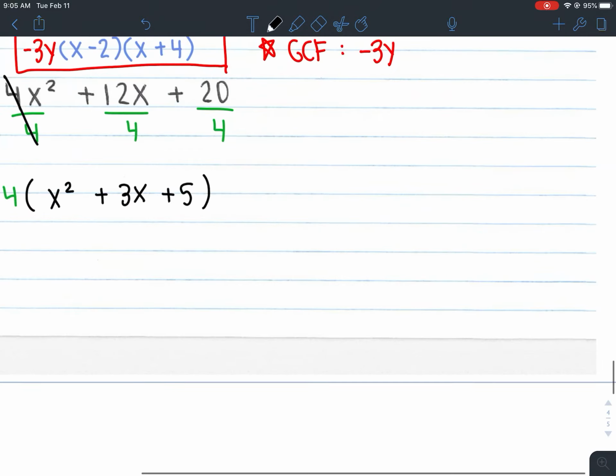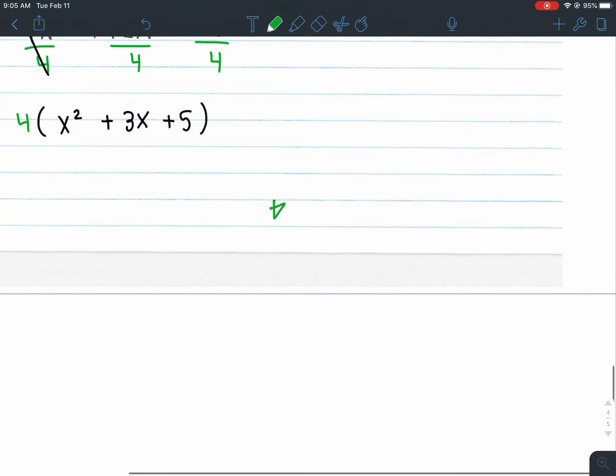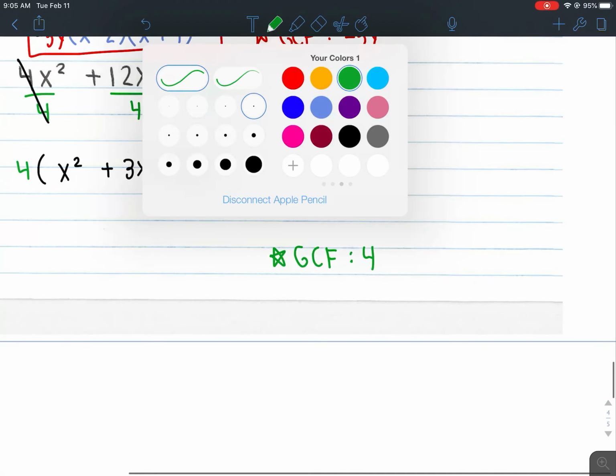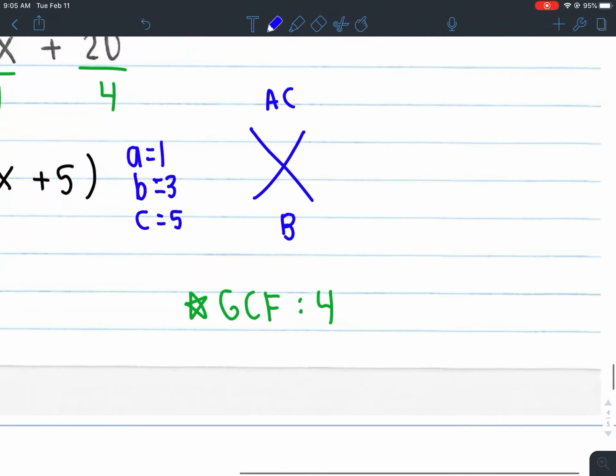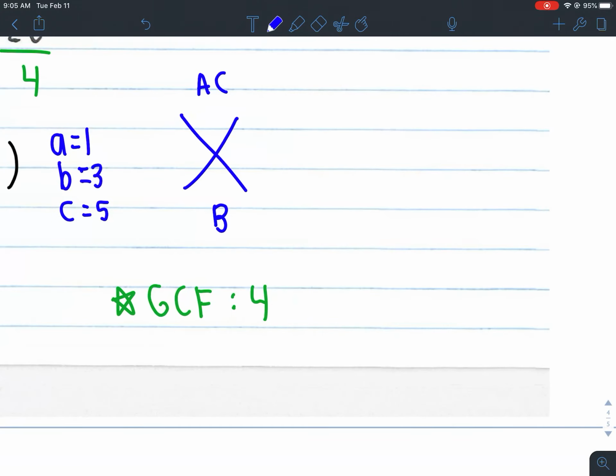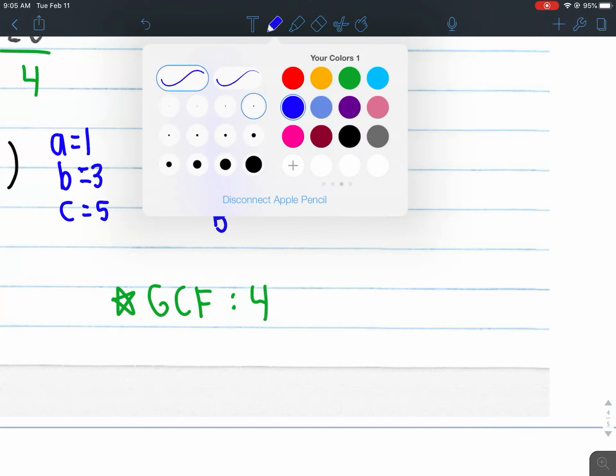All right, so now you're like, okay, same thing as always, right? GCF is 3, so let's look at that. I mean, not 3, 4. And then you're like, okay, let's do AC method. AC on top, B on the bottom. Our A here is 1, B is 3, and C is 5. All right, well, what's A times C? Positive 5. What's our B? 3. I'm trying to find 2 numbers that multiply to 5 but add to 3.